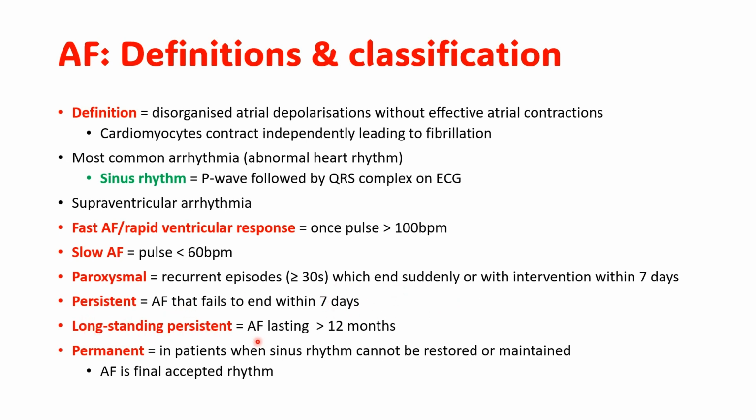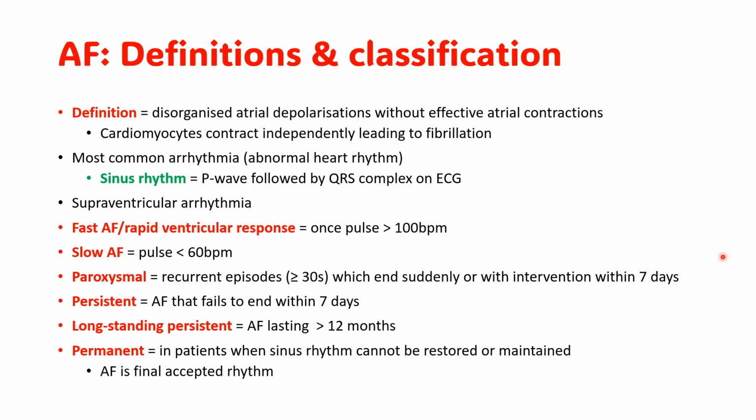Long-standing persistent is where the AF is lasting greater than 12 months. And then permanent AF, which is where sinus rhythm, so remember that P wave followed by the QRS, can't be restored or maintained, and the atrial fibrillation rhythm is the final accepted rhythm. I'm going to talk about more of the ECG features of atrial fibrillation later in the video.